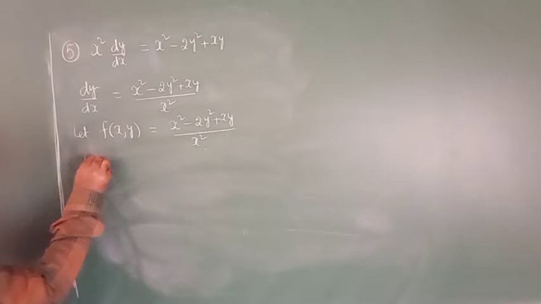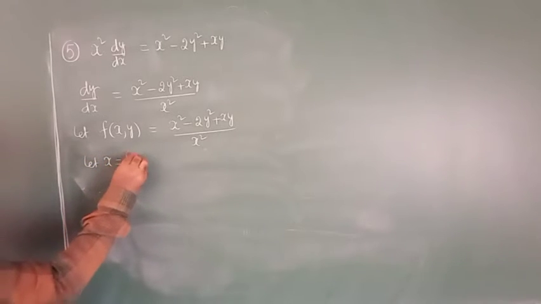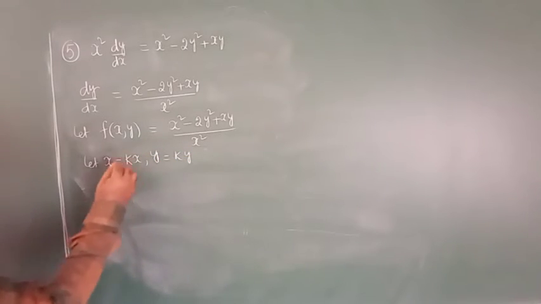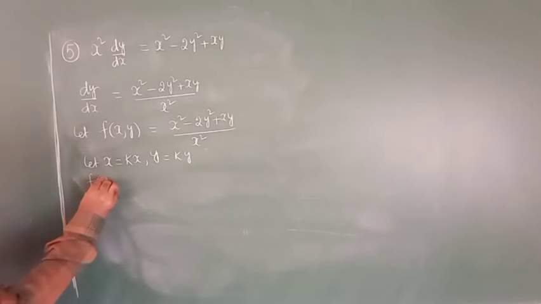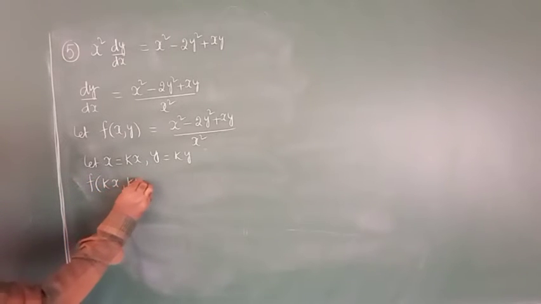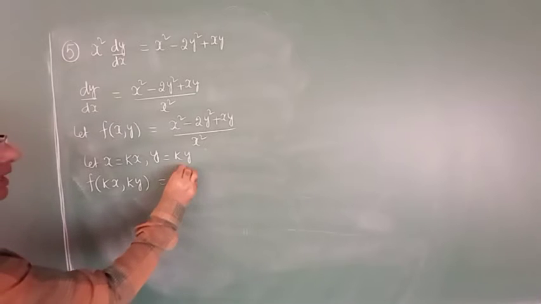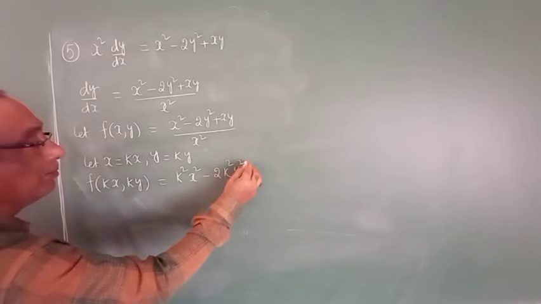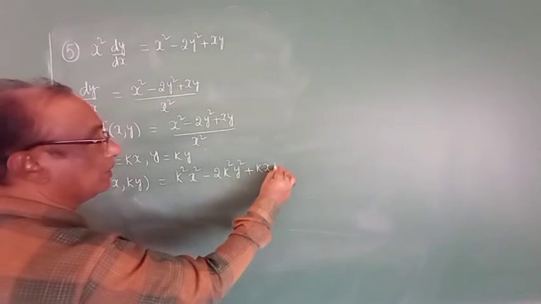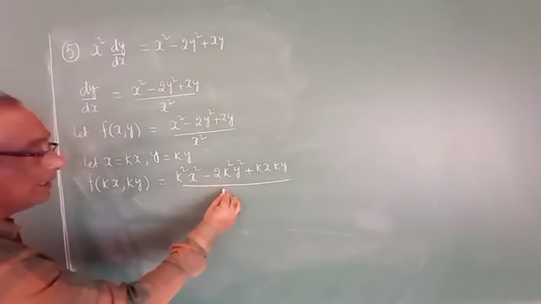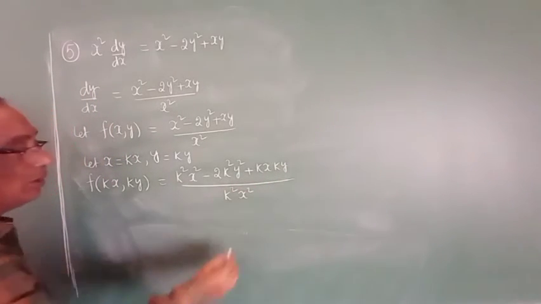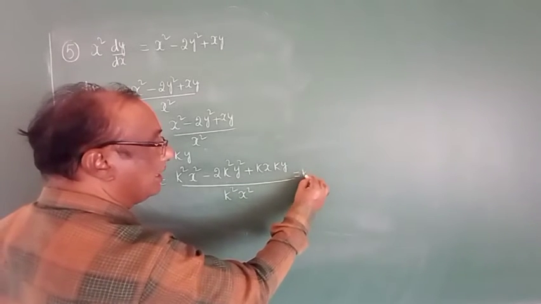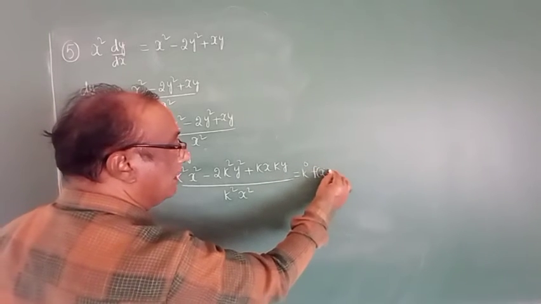Now x place is replaced by kx, and y place is replaced by ky. Substitute: f of kx, ky is equal to k square x square minus 2k square y square plus kx into ky, by k square x square. In the numerator k square is common, and the denominator also. Therefore, k power of 0 f of x comma y.